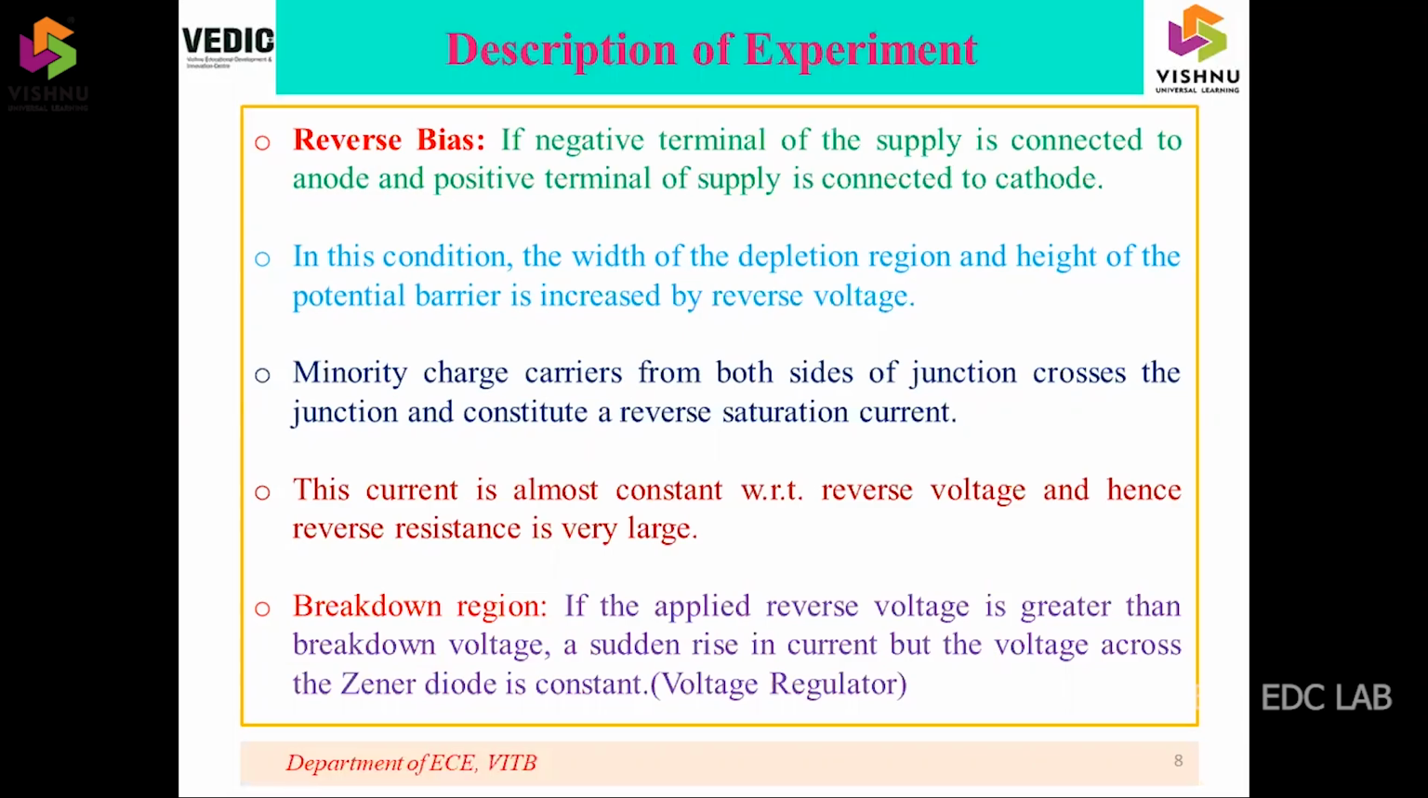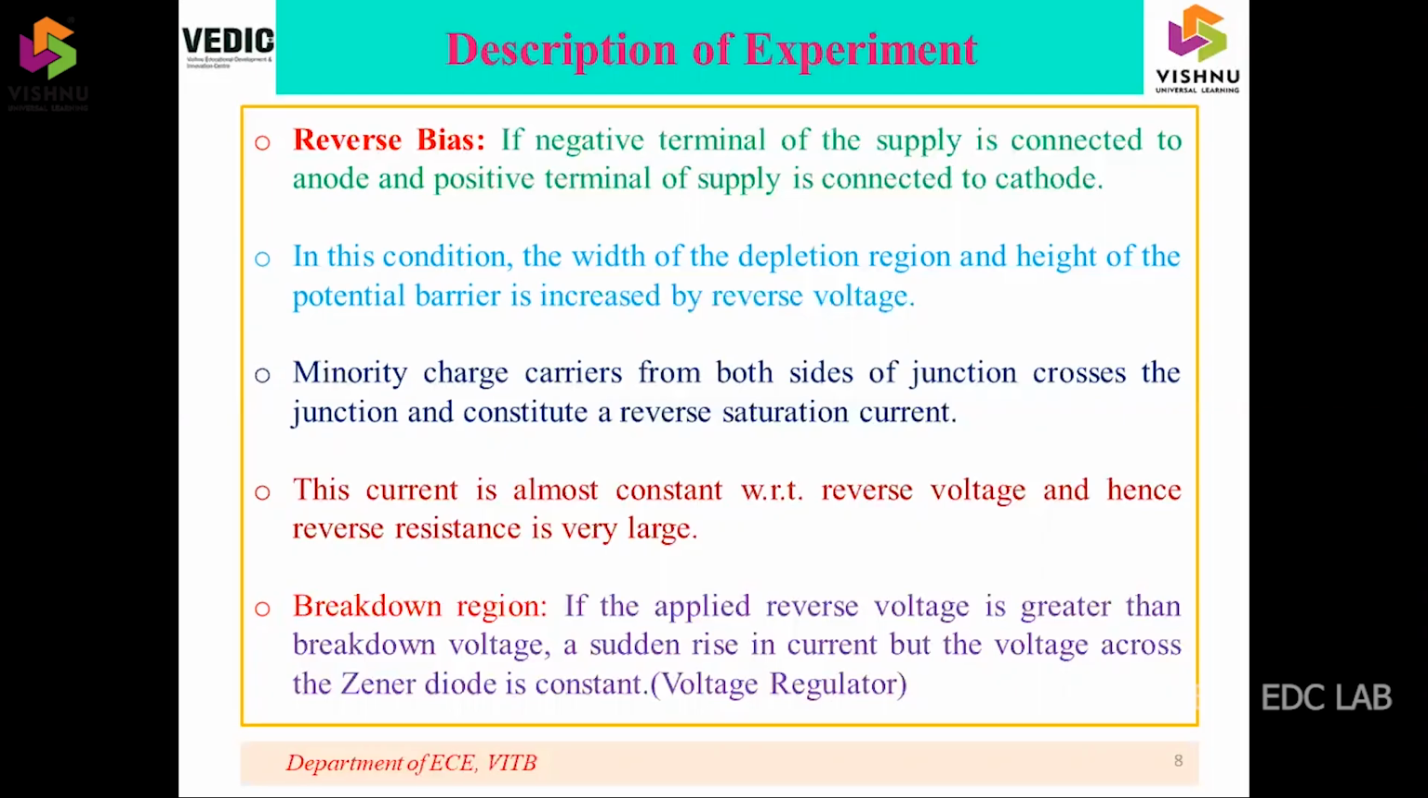then the diode is said to be reverse biased. In this condition, the width of the depletion region and height of the potential barrier is increased by reverse voltage. Minority charge carriers from both sides of the junction cross the junction and constitute a reverse saturation current, which is very small. This current is almost constant with respect to reverse voltage, and hence reverse current is very small.